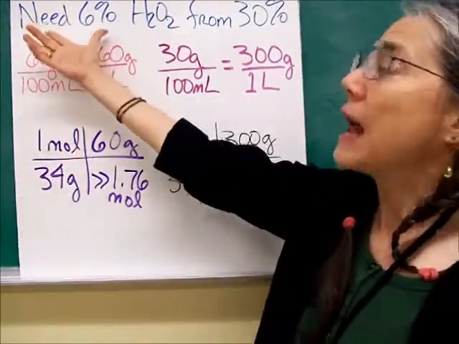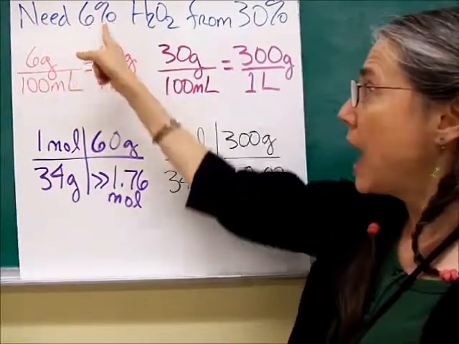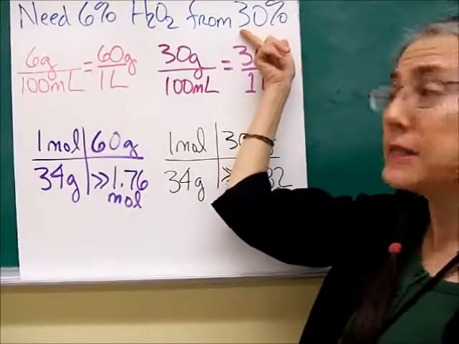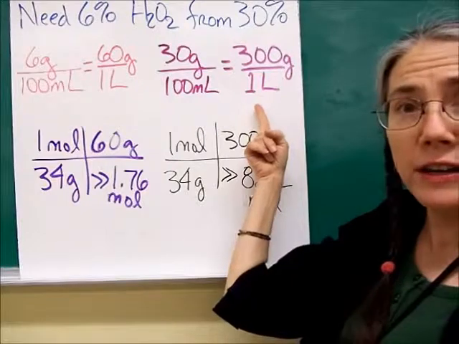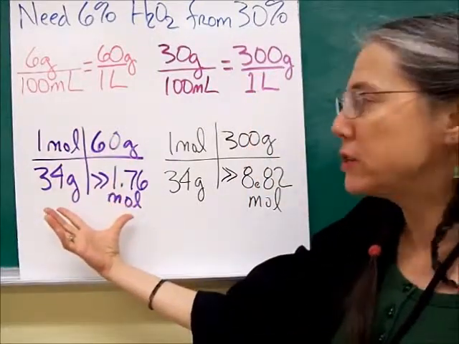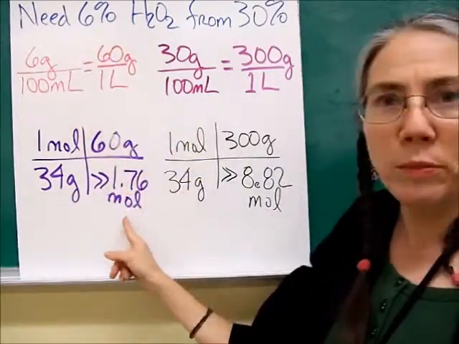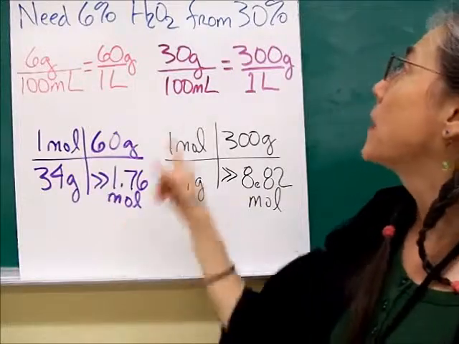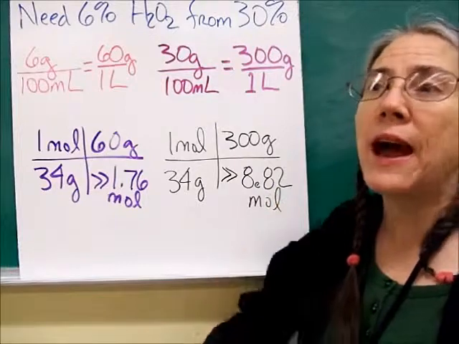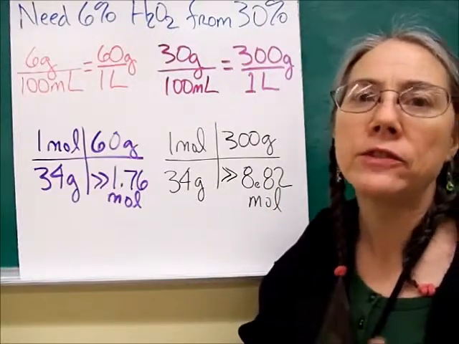So here I go. I need to figure out the grammage in a 6% solution. Add a 0, stuff it in a liter. I'll go ahead and do my 30% solution, add a 0, stuff it in a liter. Cannot get easier. So now you do your basic molarity equation. All right, so the 6% solution is 1.76 moles. The 30% solution is 8.82 moles. And now we scratch our heads and go, what does that tell us about making this solution?